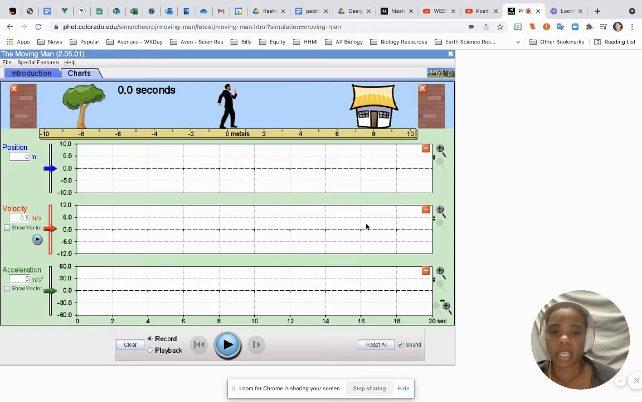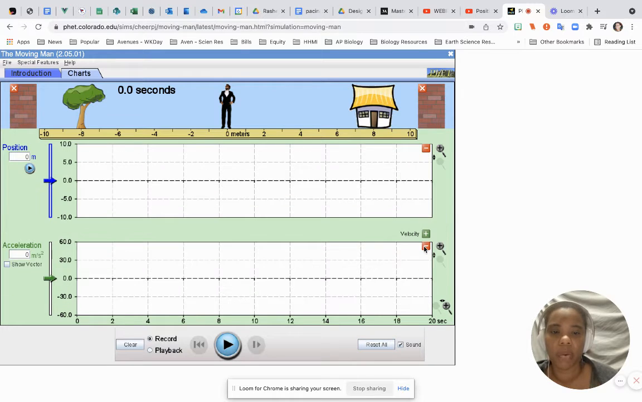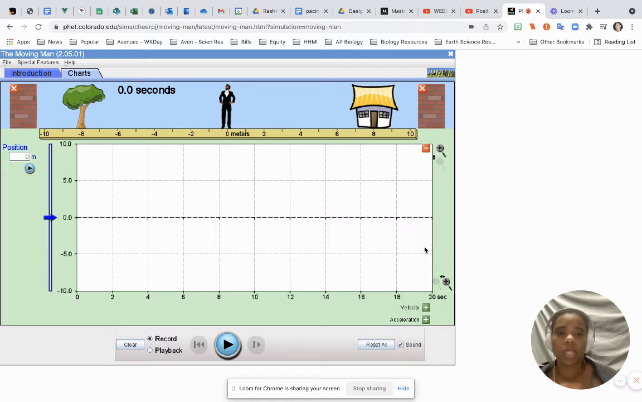Okay, so let's look at this again. This time I am going to reset everything. And right now, we're trying to keep it simple. We just want to look at this movement of the man again. And we have time here on the bottom, and we have position here on the top. And then we want to see what these graphs look like.